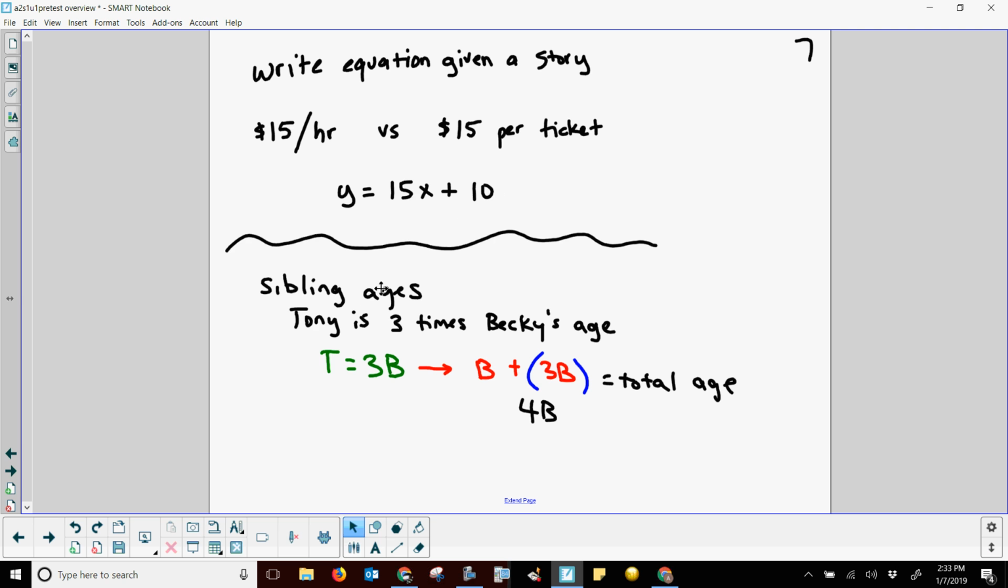With sibling ages, when you write these, you have to understand, if Tony is 3 times Becky's age, you can do Tony equals Becky times 3, 3B, which means Becky plus Tony, which is 3 Beckys, is our total age. So that would be a grand total of 4B. But if we need Tony plus Becky, we wouldn't just write B plus T. That doesn't get us anywhere. So you would write it more like, well, I know Tony is 3 times Becky, so we'll use 3 times Becky in place of what would have been Tony. So that's concept 7.